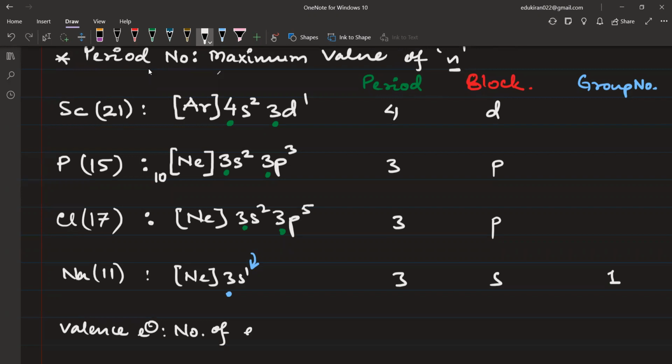Please write: valence electron is the number of electrons on the N shell. So tell me, what is the valence electron in chlorine? All of you will answer. How many electrons do we have in the N? Devangi, once again, what is the N?